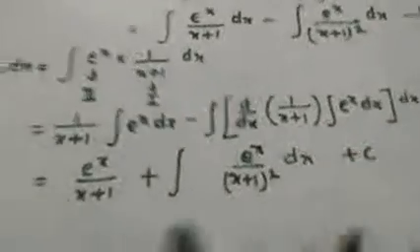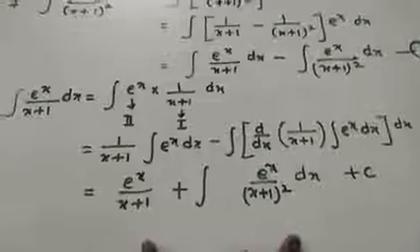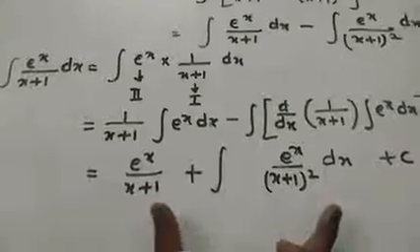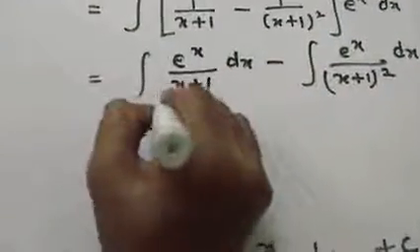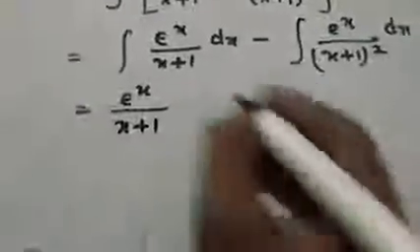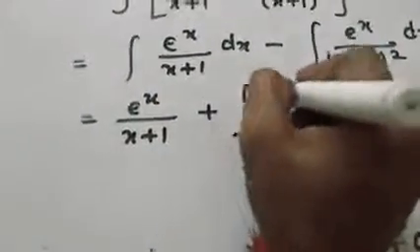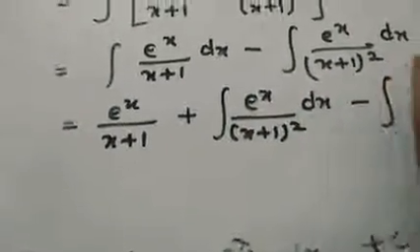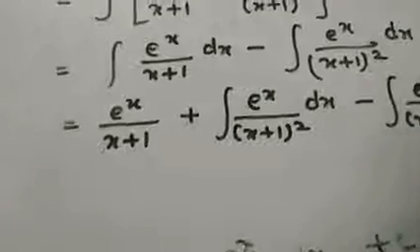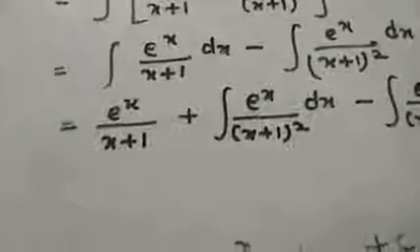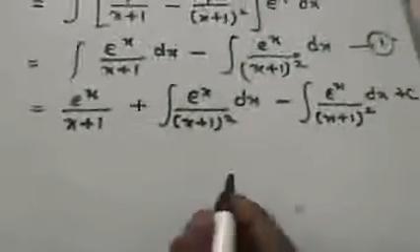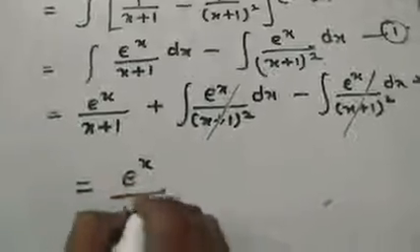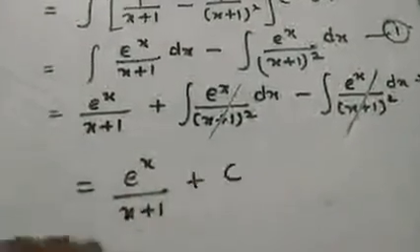Now putting this value in the expression number 1, that means in this place putting this value, we will get e to the power x by x plus 1 plus integration e to the power x by x plus 1 whole square dx, minus integration e to the power x by x plus 1 whole square dx plus c. Now these two terms are same, so they are going to cancel. So finally your answer is e to the power x by x plus 1 plus c.